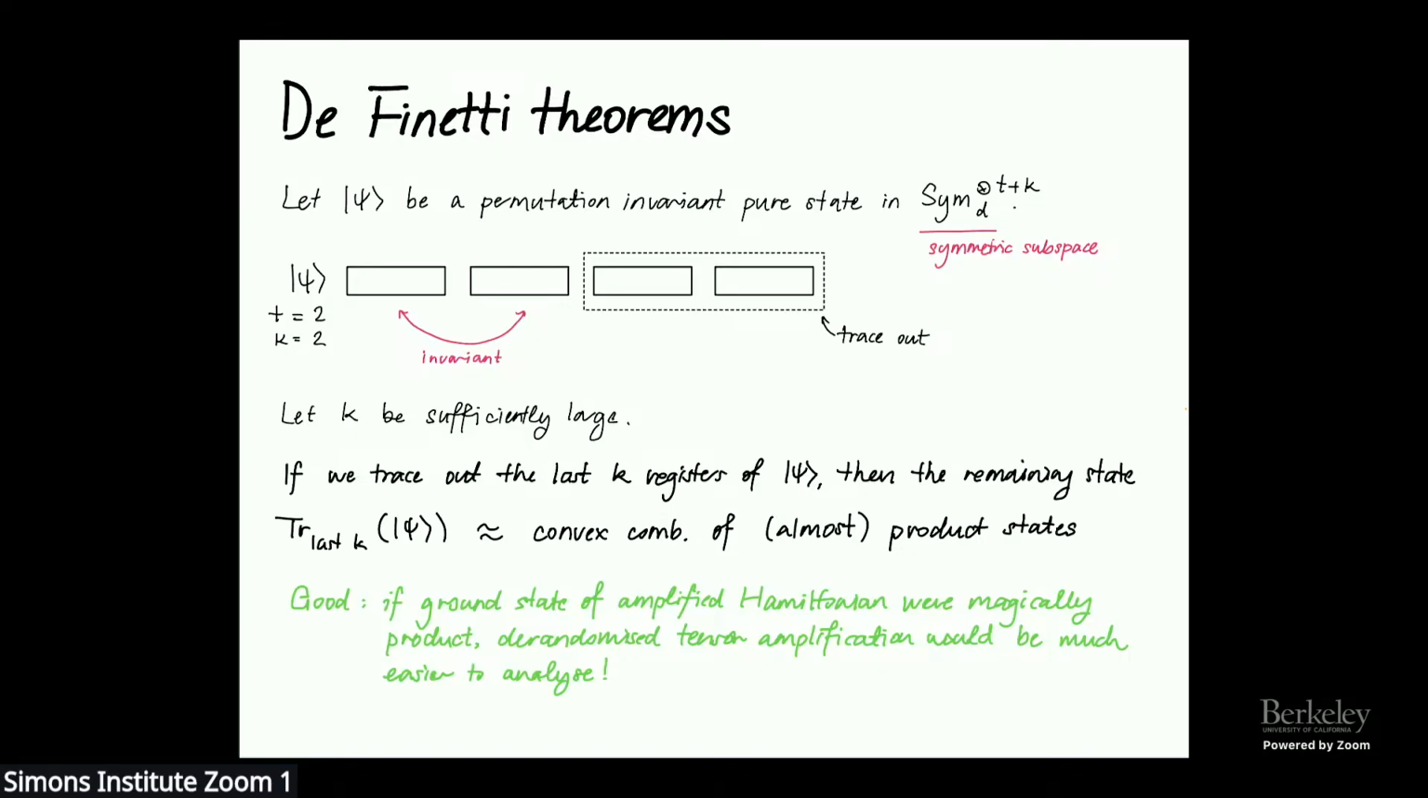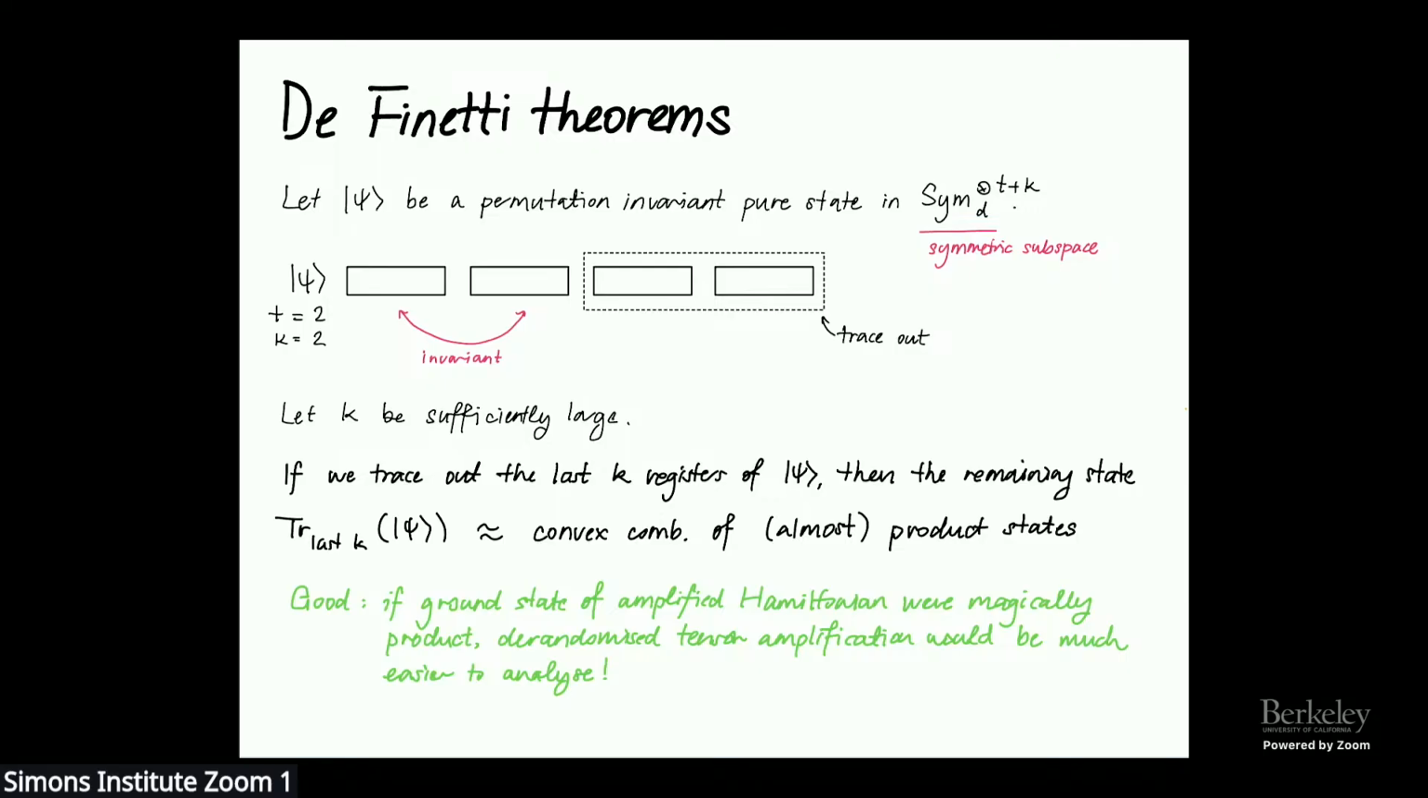Let psi be any permutation invariant pure state in the symmetric subspace. Permutation invariant just means that you should think of psi as having several registers, and if I swap two of them, any two of them, psi should remain exactly the same. That's what permutation invariant means. The symmetric subspace is somehow the span of all the states that are permutation invariant.